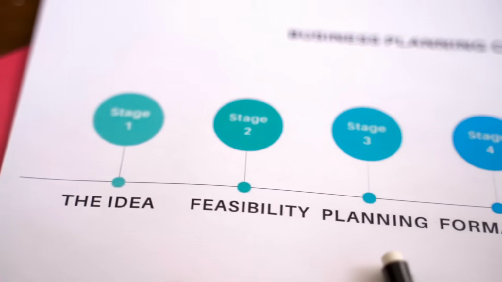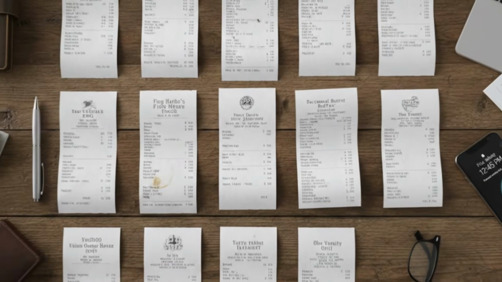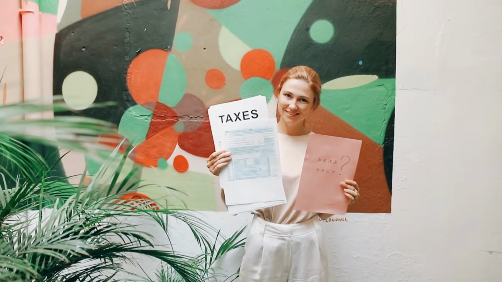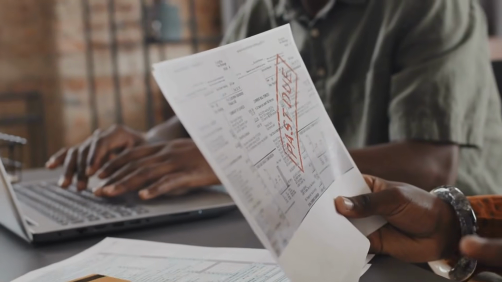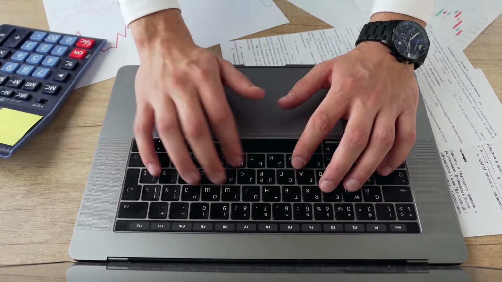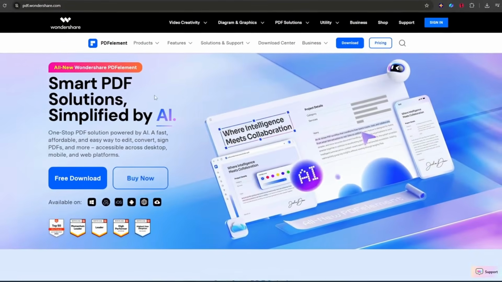So today I want to show you a better way. A single, streamlined workflow that takes your receipts from the moment you get them all the way to filing, without jumping between a bunch of different apps or manually typing in data. The tool I've been using for this is called PDFelement, and honestly, it's changed the way I handle tax season completely. I'm going to walk you through exactly how I use it, step by step.